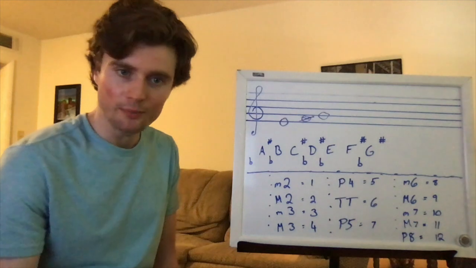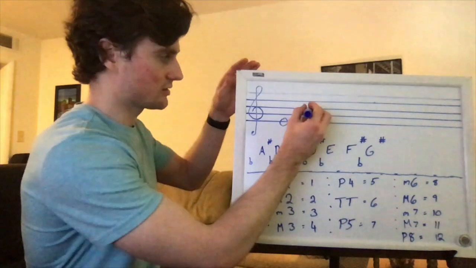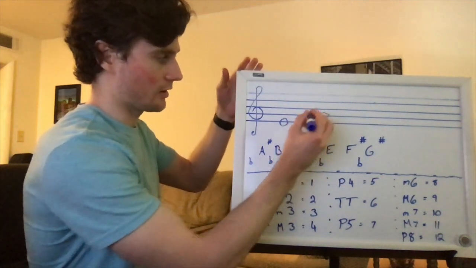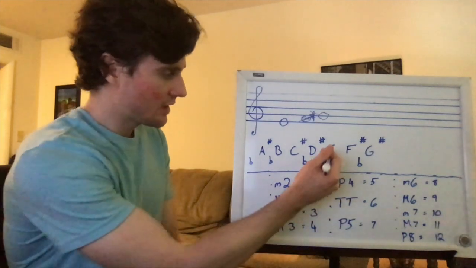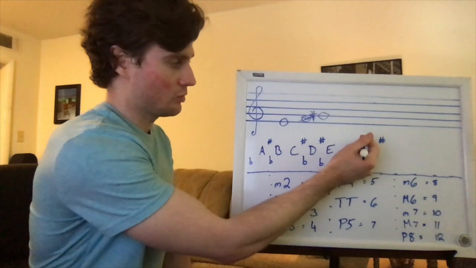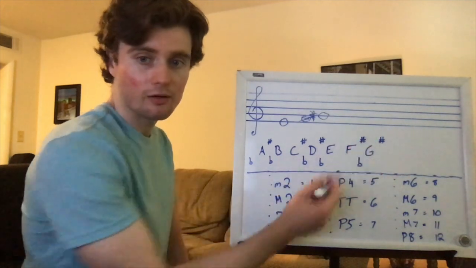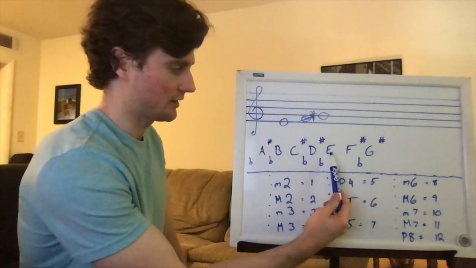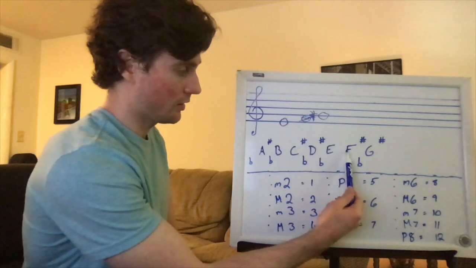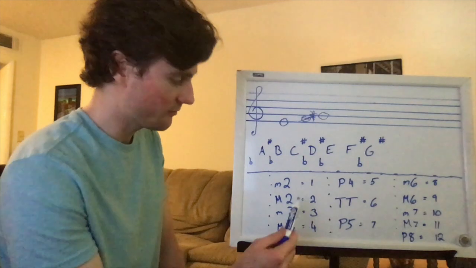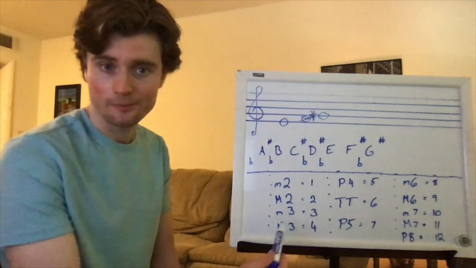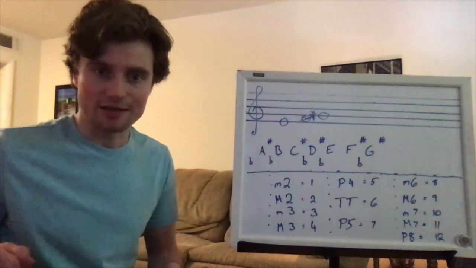Now it gets a little more complicated when you start adding sharps and flats. So let's add G sharp here. I know that's a bit ugly to look at, but trust me, it's a G sharp. So E, 1, 2, 3, 4 to G sharp. Okay, 4 half steps, major third. And that's all you have to do to get all of these.